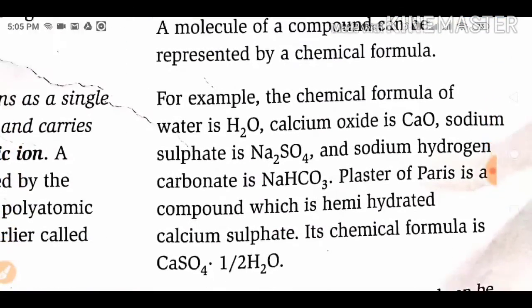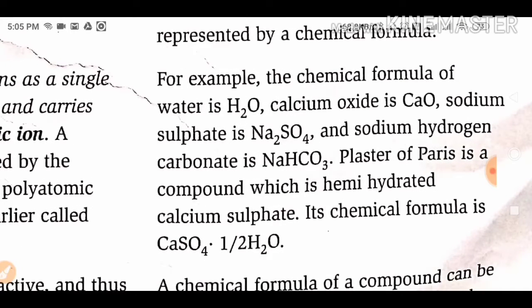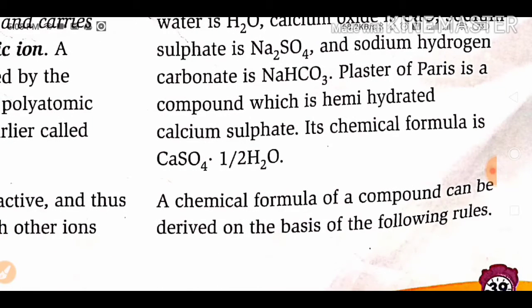For example, the chemical formula of water is H2O, calcium oxide is CaO, sodium sulfate is Na2SO4, sodium hydrogen carbonate is NaHCO3. Plaster of Paris is a compound which is hemihydrated calcium sulfate. Its chemical formula is CaSO4 half H2O. So how has this chemical formula originated? To derive a chemical formula, there are certain rules which we read now.